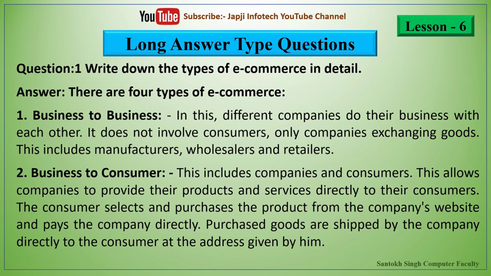Second one is business to consumer. This includes companies and consumers. This allows companies to provide their product and service directly to their consumers. The consumer selects and purchases the product from the company website and pays the company directly. Purchased goods are shipped by the company directly to the consumer at the address given by him.